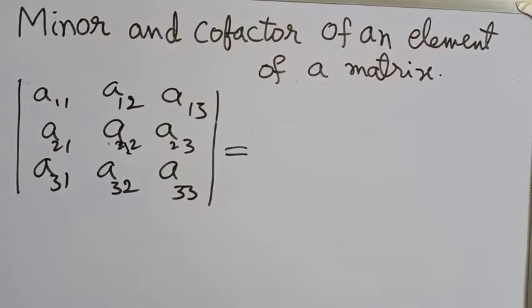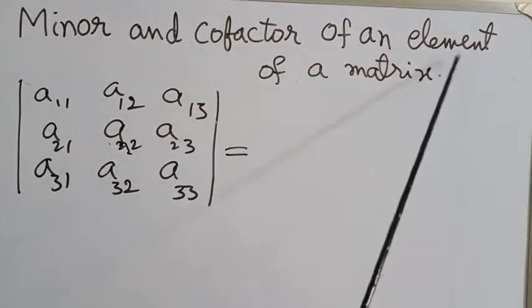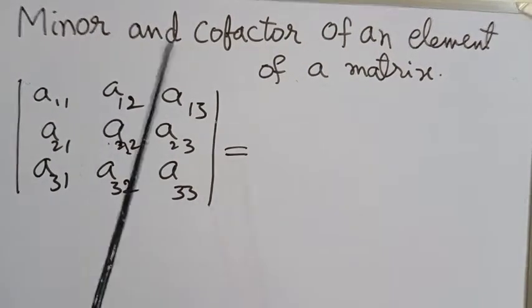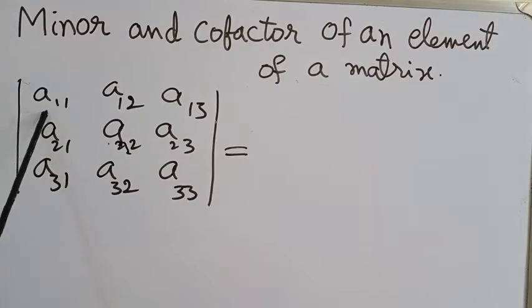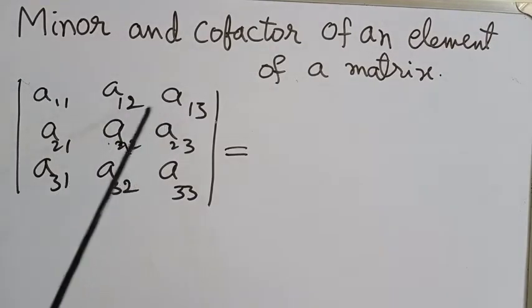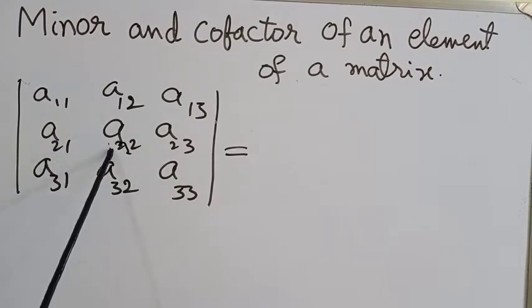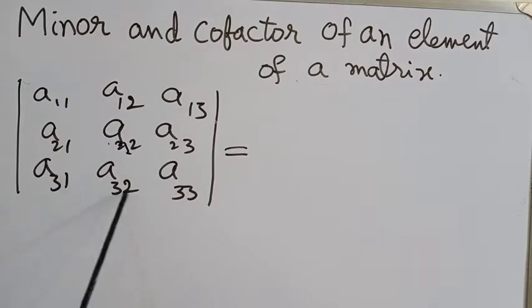Welcome on my channel. In this video we go back to the formula of determinant and we have to find the minor and cofactor of an element of a matrix. Let us take a 3 cross 3 matrix having elements a11, a12, a13, a21, a22, a23, a31, a32, a33.